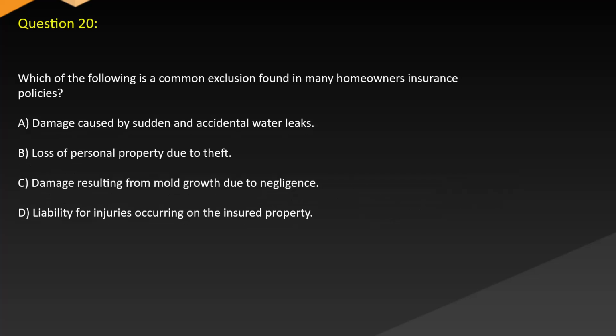Question 20. Which of the following is a common exclusion found in many homeowners insurance policies? A. Damage caused by sudden and accidental water leaks. B. Loss of personal property due to theft. C. Damage resulting from mold growth due to negligence. D. Liability for injuries occurring on the insured property.